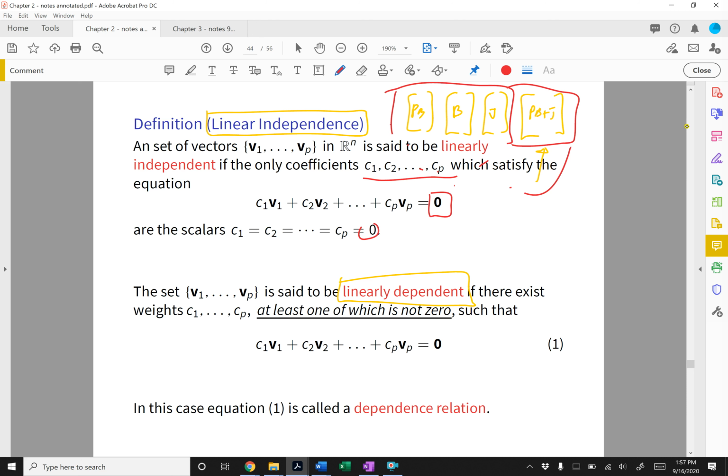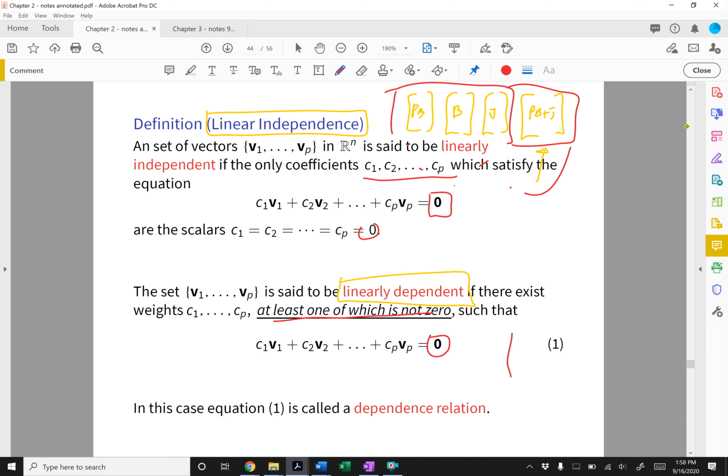If there's at least one C value that is not 0, if we can combine these in some way and make at least one C value not 0 and still get 0 over here, then it's linearly dependent. So intuitively, we have at least one extra vector that we actually don't need. We could get all the combinations that we wanted if we threw that vector out.